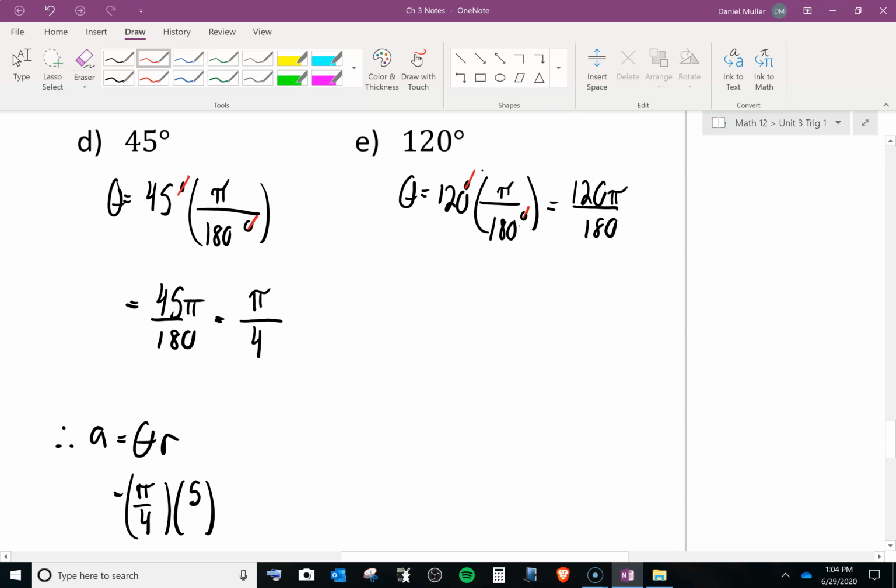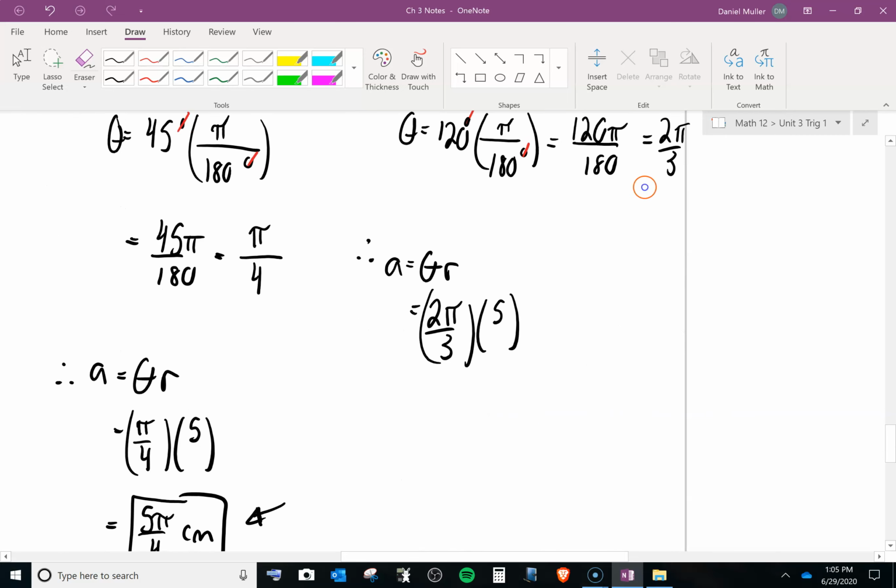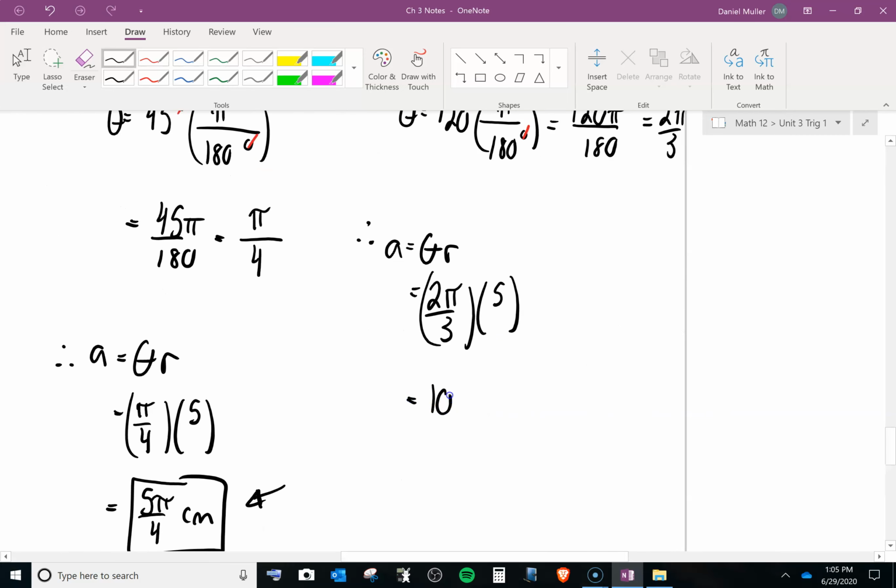I don't need to write them. Now these can be divided by 60. So that gets you 2 pi over 3. So if I'm going to find my arc length, therefore my arc length is going to be theta r, where theta in this case is 2 pi over 3 and my radius is 5. So I have 2 times 5 is 10, and there's a pi over 3 centimeters. So that's the exact answer.